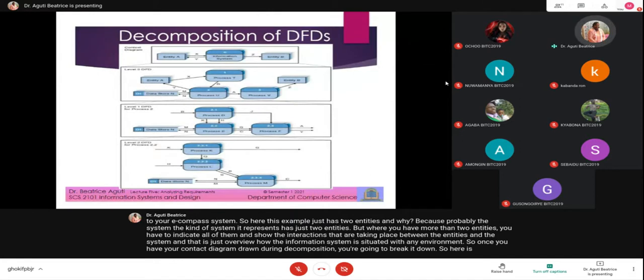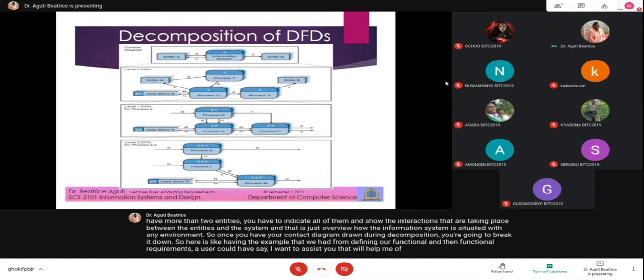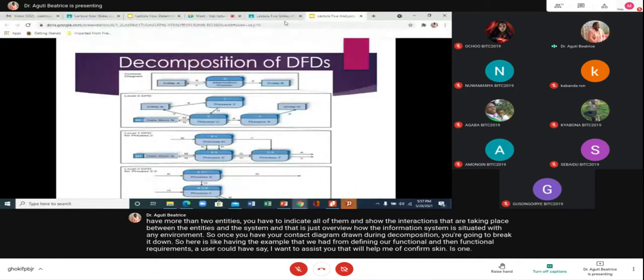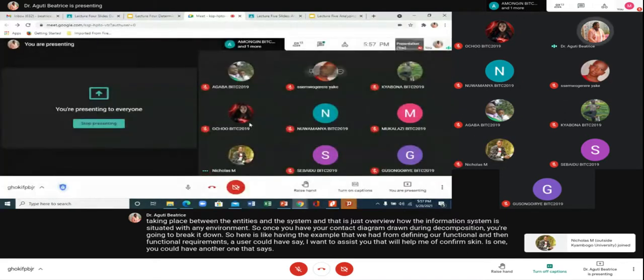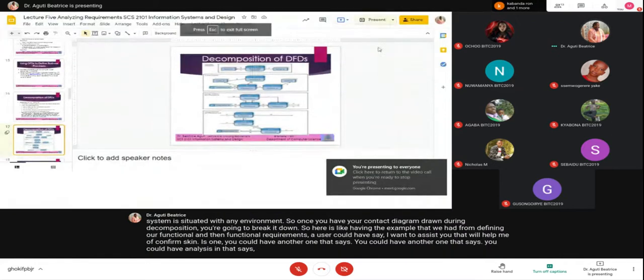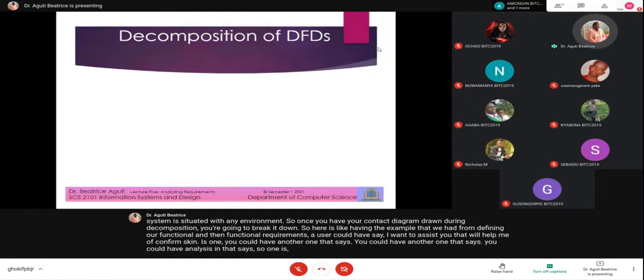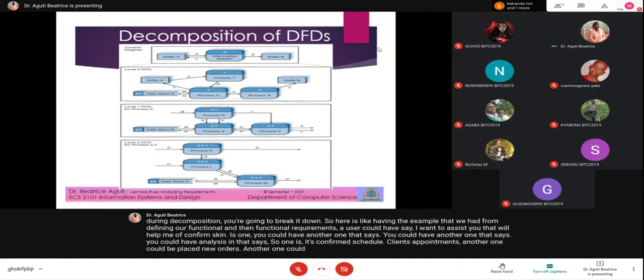So here is like having the example that we had from defining our functional and non-functional requirements. A user could have said, I want a system that will help me confirm scheduled appointments. So one is schedule client appointments. Another one could be place new orders. Another one could be print ID cards. Another one could be generate reports. All these represent what users want.